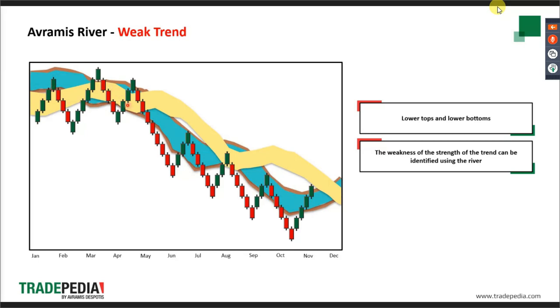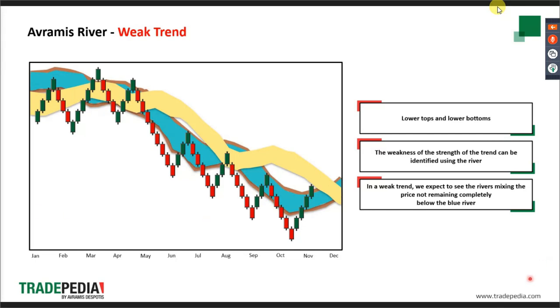This is what we call the rivers mixing between each other. And the prices are also not remaining right underneath the river. Not remaining completely below the blue river.